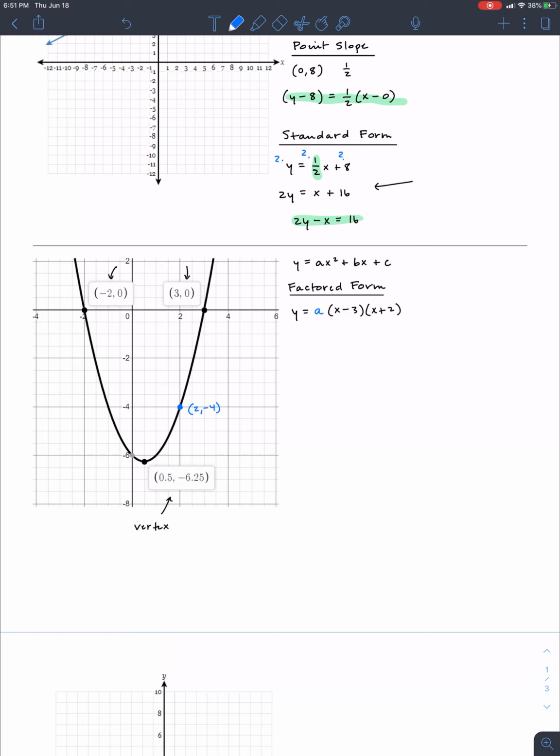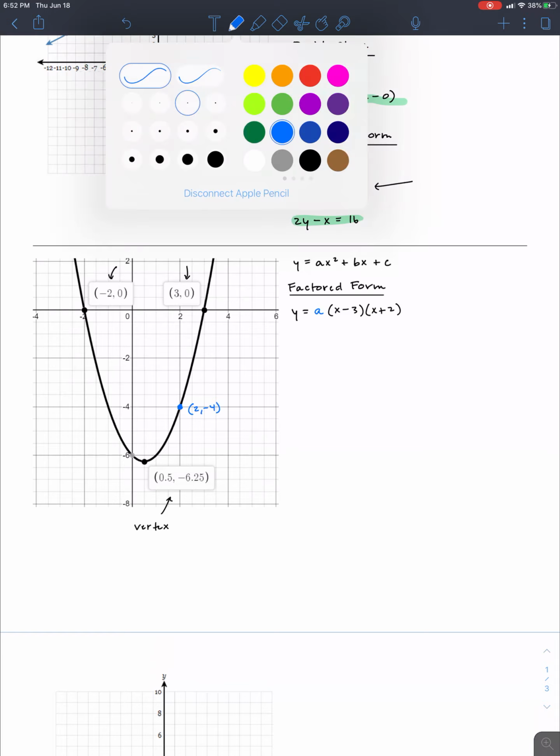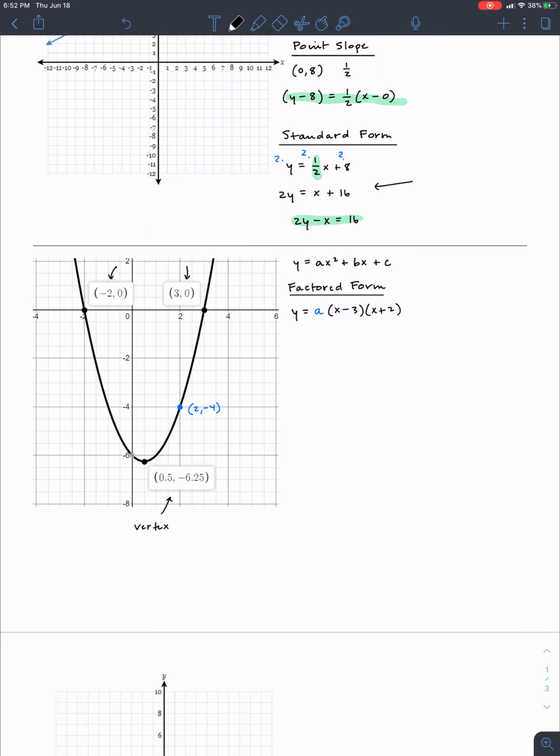All right, and it's okay if you don't have this parabola. You can do a quick sketch on your notes in front of you. That's fine. But we're going to use (2, -4) to solve for that value of a. So my y value is -4. We have a times (2 minus 3)(2 plus 2). 2 minus 3 is -1. 2 plus 2 is 4. And so we have -4 equals -4a. a equals 1. Cool.